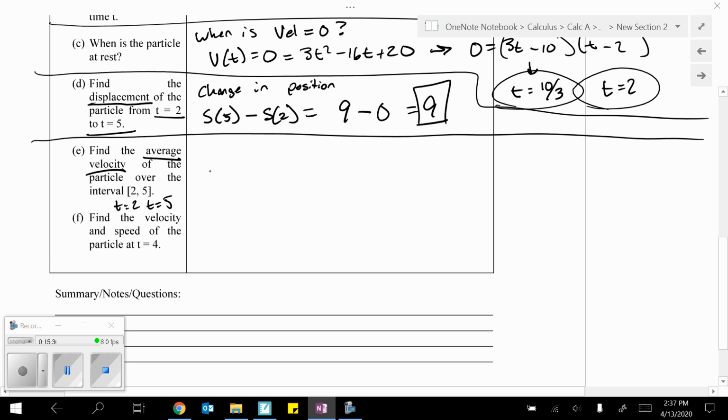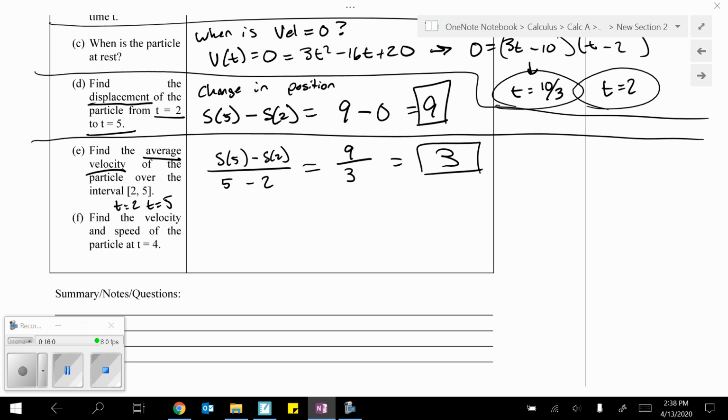So that'd be like s of 5 minus s of 2, y2 minus y1, right? Over x2 minus x1, which, hey, look, we already did the numerator there. That was the displacement in the previous part. So we found the displacement was 9. It takes place over a total of 3 seconds. That means our average velocity would be 3. And again, if we had units, I'd say miles per hour, meters per second, feet per fortnight, I don't know. But we don't, so it's okay to just leave it as 3.